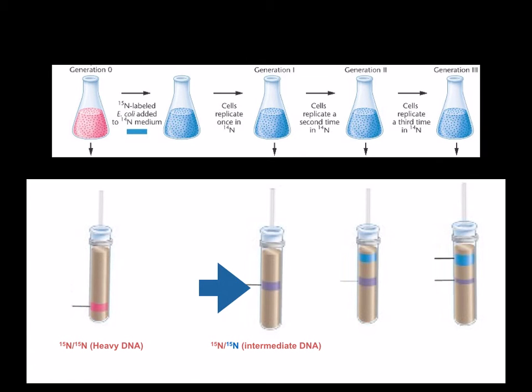Now, after 1 generation, the bacteria produced DNA that was midway between the light and the heavy DNA. So what do you think this meant? This meant that one strand of each molecule of DNA contained N14 and the other strand contained N15.